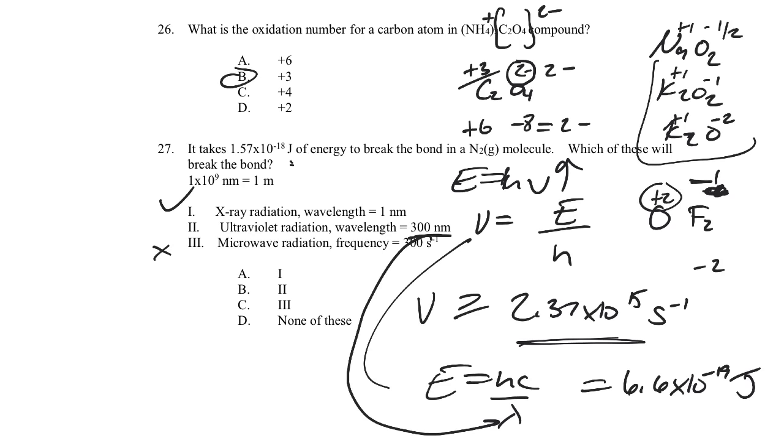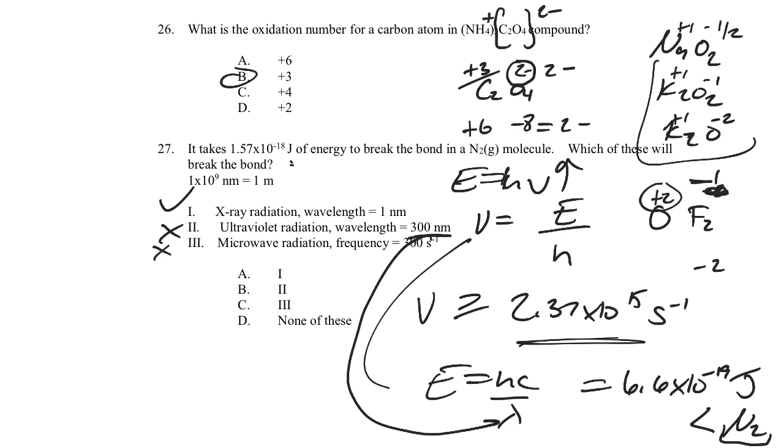And that is less than 1.57 times 10 to the -18. So that's less than the energy the N2 bond needs to absorb to break. So 2 is not going to work. Now, the X-ray radiation with the wavelength of 1 nanometer, that's a really short wavelength. That should be a really high amount of energy.